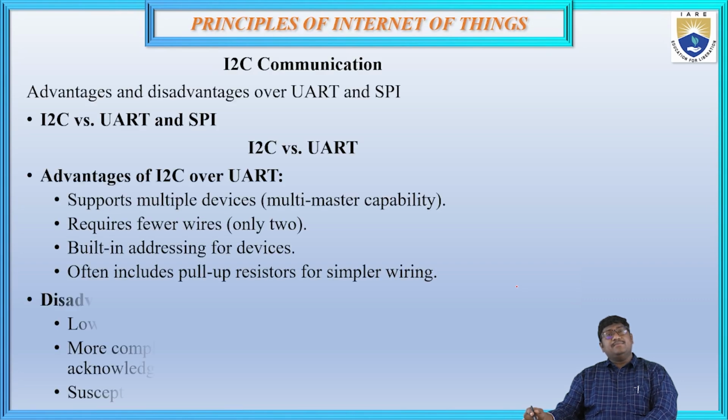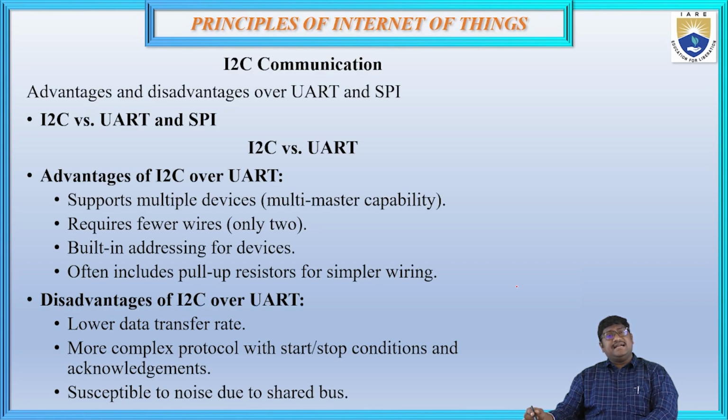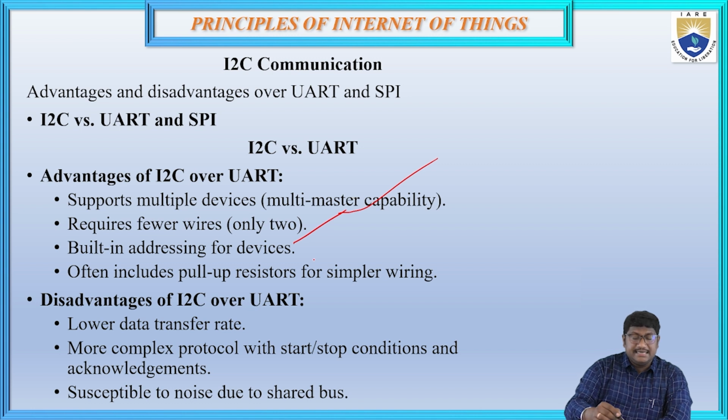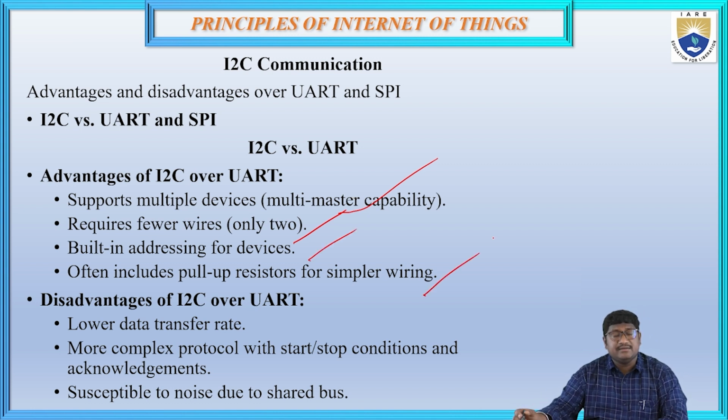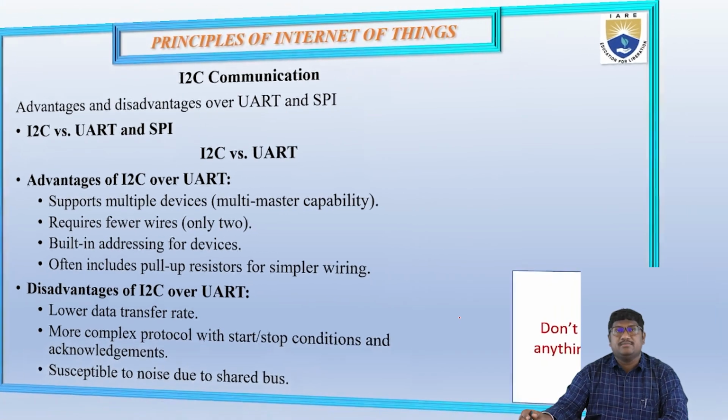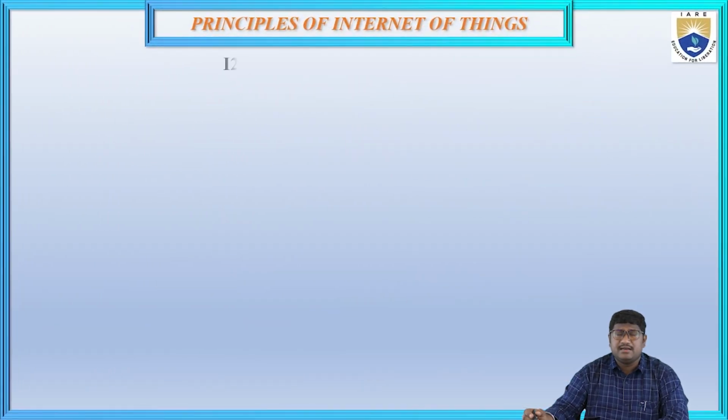And what about I2C versus UART, advantages and disadvantages? First, I will let you know the advantages of I2C over UART. I2C supports multiple devices, requires only a few wires, has built-in addresses, and also uses pull-up resistors for simpler wiring. The disadvantages are low data transfer rate and a more complex protocol, and it is susceptible to noise due to the shared bus. Susceptibility to noise will be there automatically.